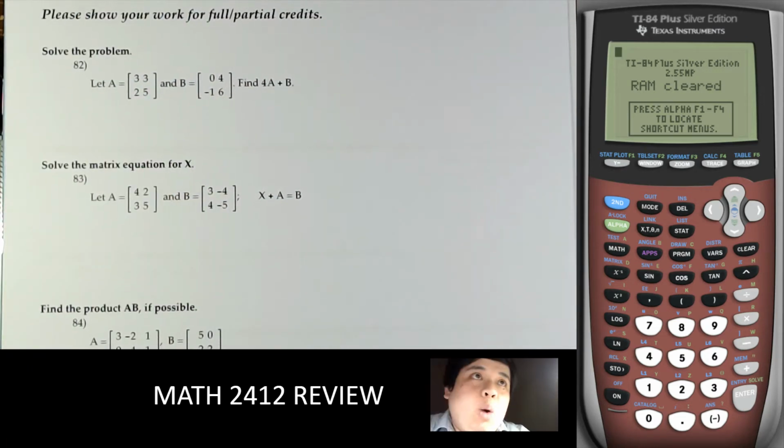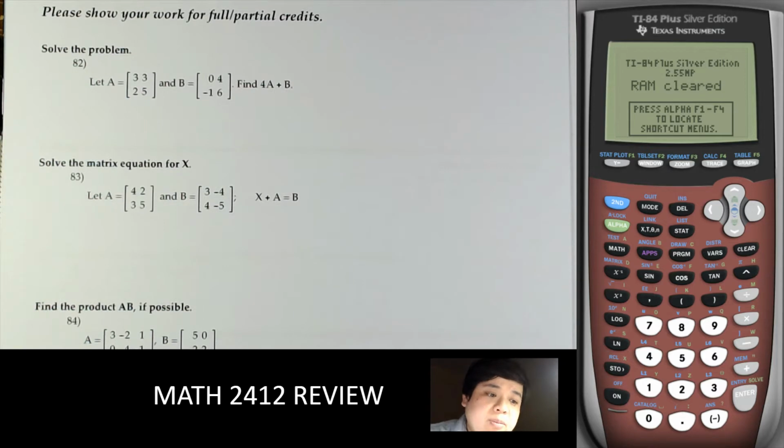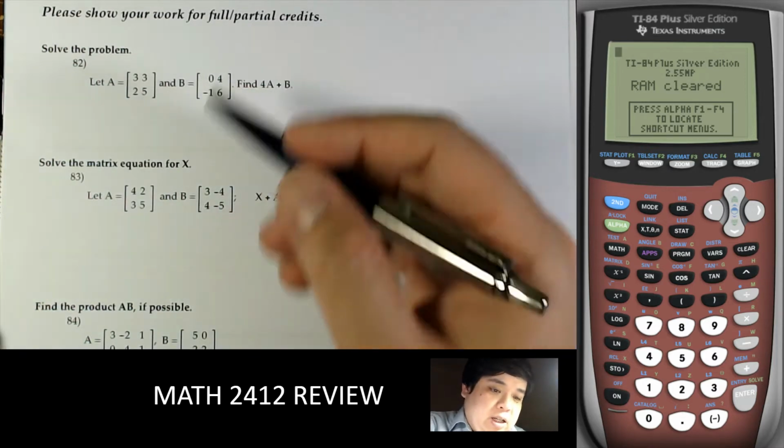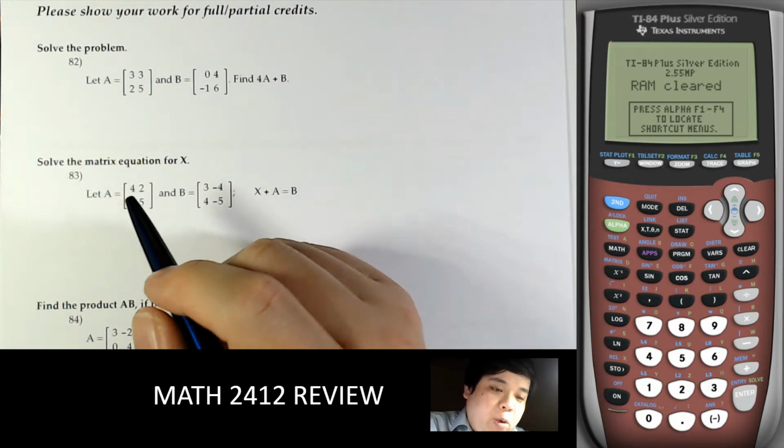Hi everybody, we continue to review linear algebra. We're going to use the calculator a lot, so I put the calculator on that side permanently. Right. The first few questions we just do the matrix operation.